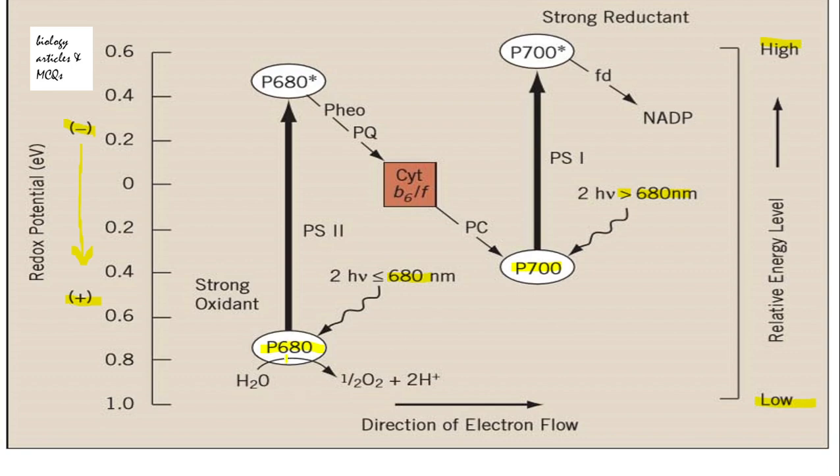So the Z scheme starts from photosystem 2, that is P680. First of all, the photons of light will enter into photosystem 680, and you know that the photosystems are present in the chlorophyll molecule. This Z scheme takes place in the thylakoid membrane, and you know that the chlorophyll molecules are also present in the thylakoid membrane, and in the chlorophyll molecules these photosystems are present.